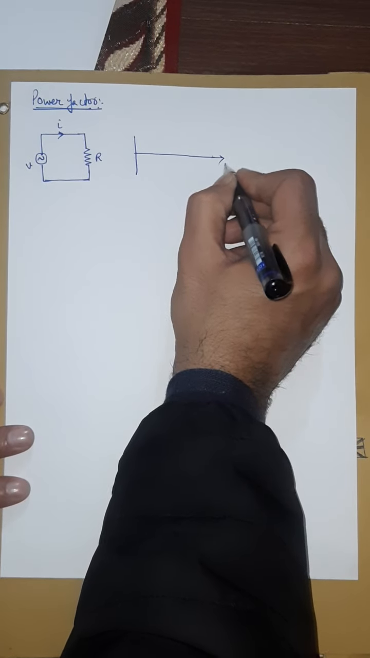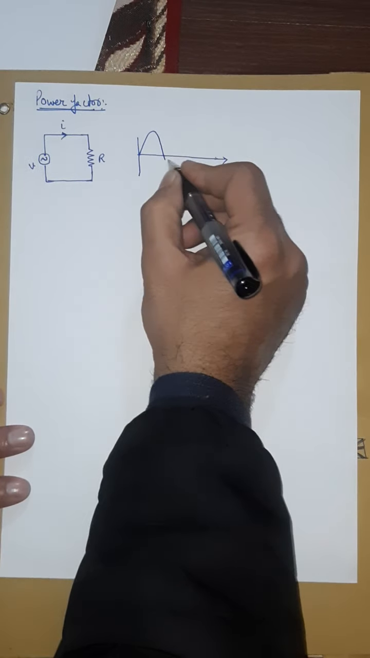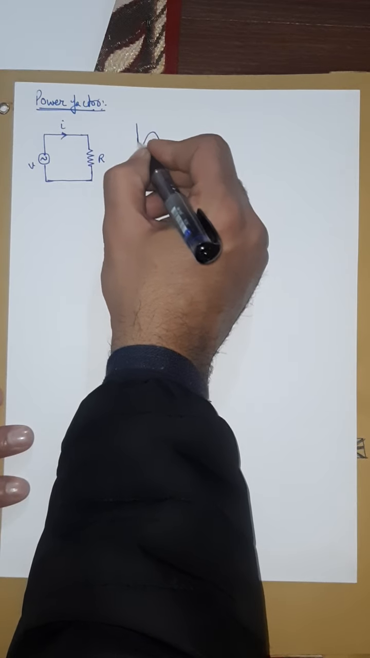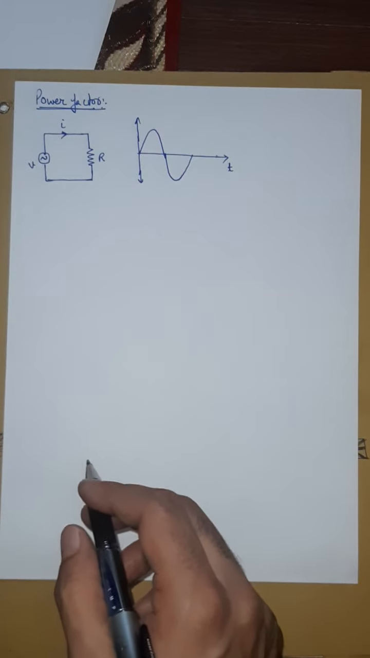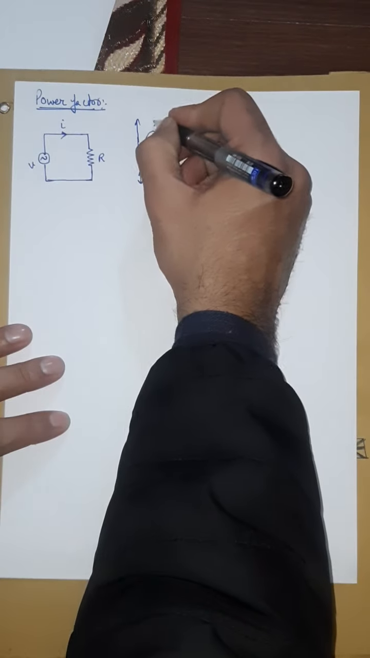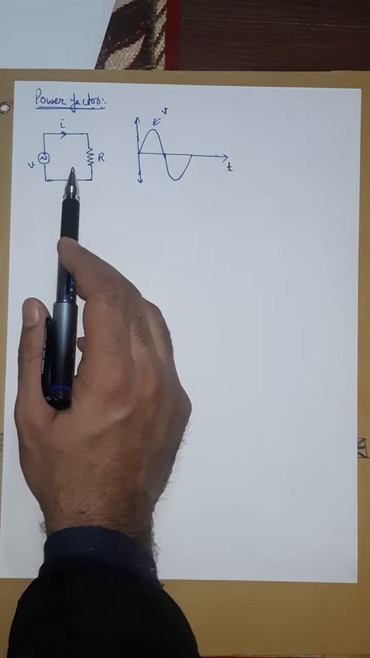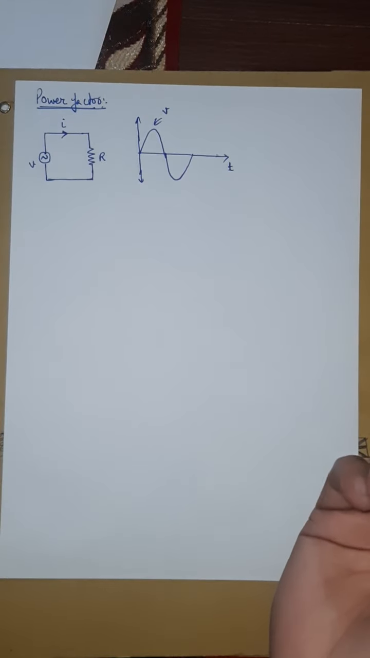So this is my time t, and this is my voltage V. I am drawing it very slowly. This is my voltage waveform V, and this is a resistive load. So what will happen to the current? The current will be in phase with the voltage. What do you mean by in phase?